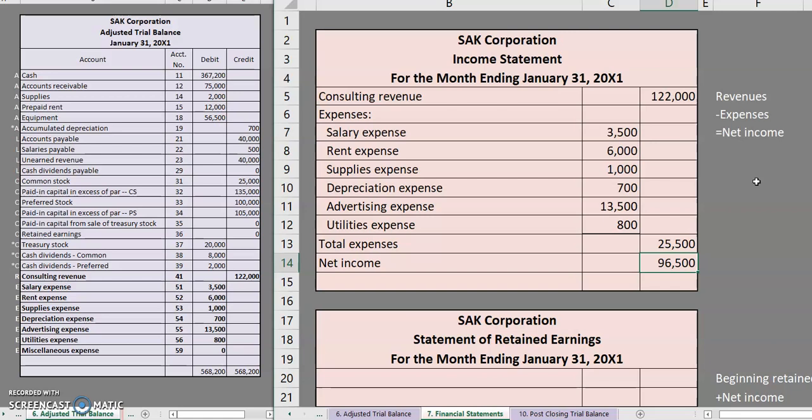All right, now that we've finished our income statement, the next step will be to move on to our statement of retained earnings. I'll go ahead and upload a separate video of this just to ensure that we have enough time to really give it justice.